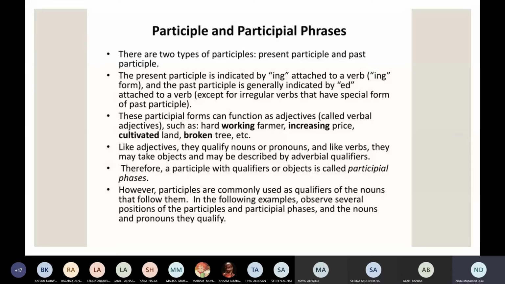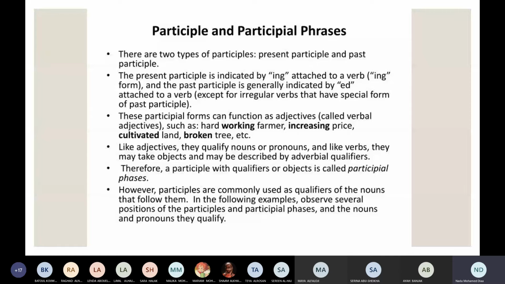They are called verbal adjectives, like hard-working farmer, increasing price, cultivated land, broken tree. Like adjectives, they qualify or modify nouns and pronouns, but they may take objects. Why, teacher? How do they take objects and may be described by adverbial qualifiers? Leave it now. I will explain it later for you. So therefore, a participle with qualifiers or objects is called a participial phrase. We will leave it now. When we move on, we will understand it more.